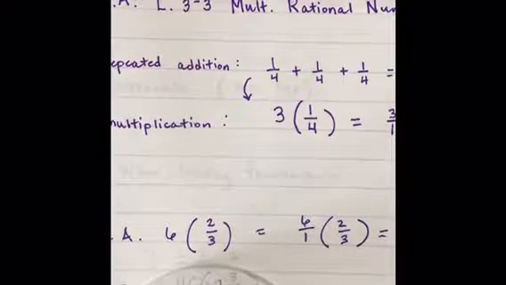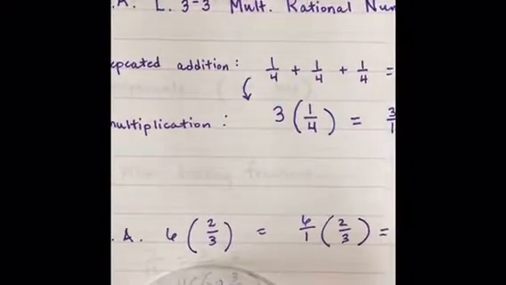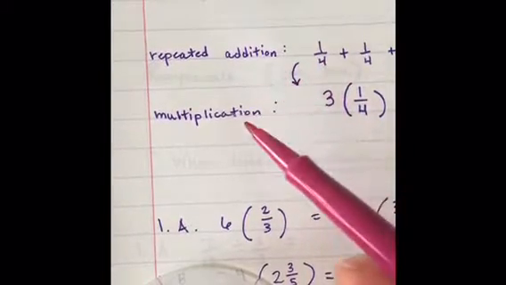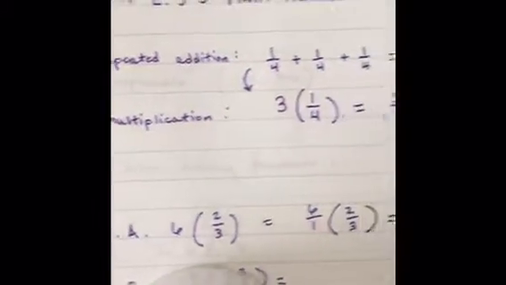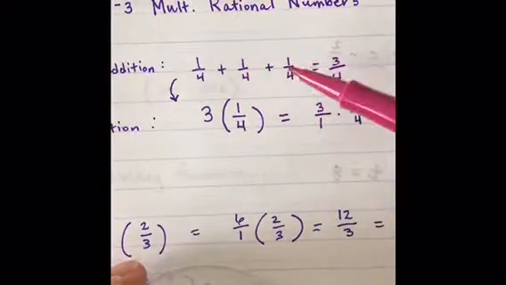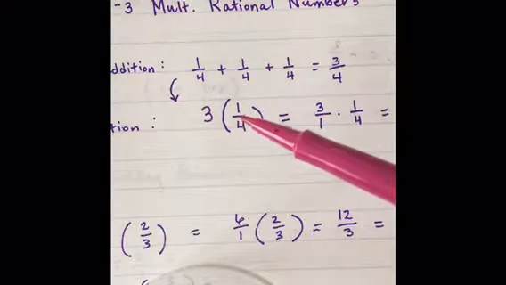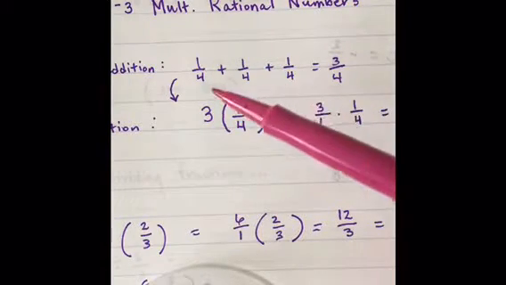I think the most complicated part of it will be working with the mixed numbers and the improper fractions and changing them back and forth. But let's get started. As you'll see, repeated addition is the same as multiplication. Let's look at what that means. 1/4 plus 1/4 plus 1/4 equals 3/4. But we can write that in a simpler way. We can write 3 times 1/4, which is the same as this problem up here.